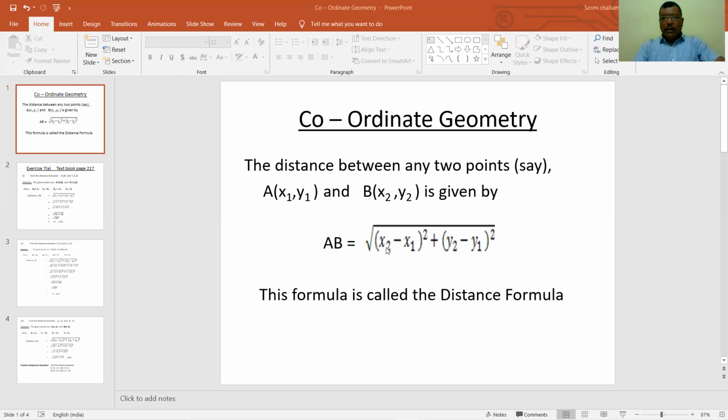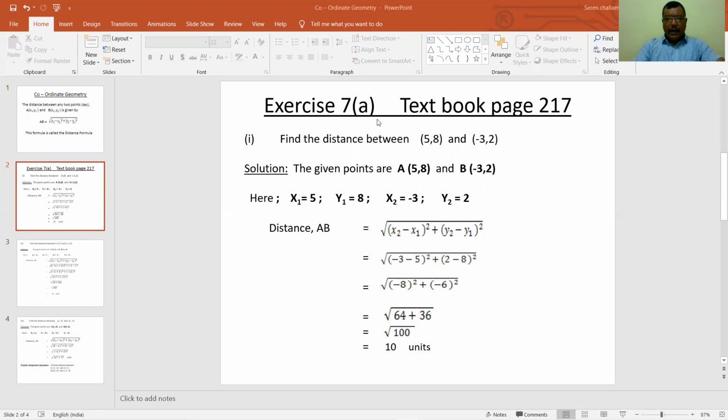We turn to the textbook page 217, exercise 7a. The first question says, find the distance between 5, 8 and minus 3, 2. Now to start with the solution, we write the given points are, the first point we name it as A, 5, 8, and the second point we name it as B, minus 3, 2.